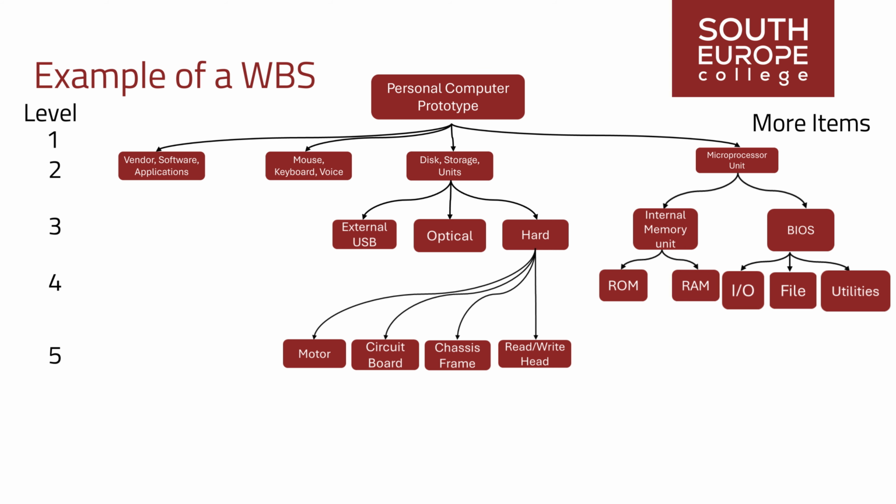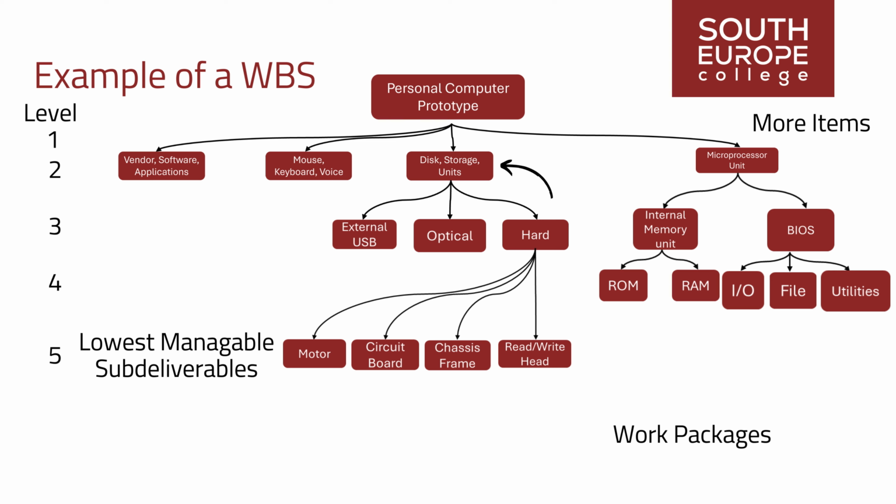At Level 2, there is a depiction of select deliverables or phases essential for the development of the end product. As an illustration, one such deliverable is the disk storage unit, shaded for clarity. This disk storage unit encompasses 3 subdeliverables: external USB, optical, and hard disks. Furthermore, the hard disk, in turn, breaks down into 4 subdeliverables: motor, circuit board, chassis frame, and read-write head. These subdeliverables, representing the most granular components of the project, serve as the lowest manageable elements. Each of these subdeliverables necessitates the formulation of work packages, which will be assigned to specific organizational units for completion. This successive division approach will be applied to each deliverable, ensuring a comprehensive breakdown of the project structure.